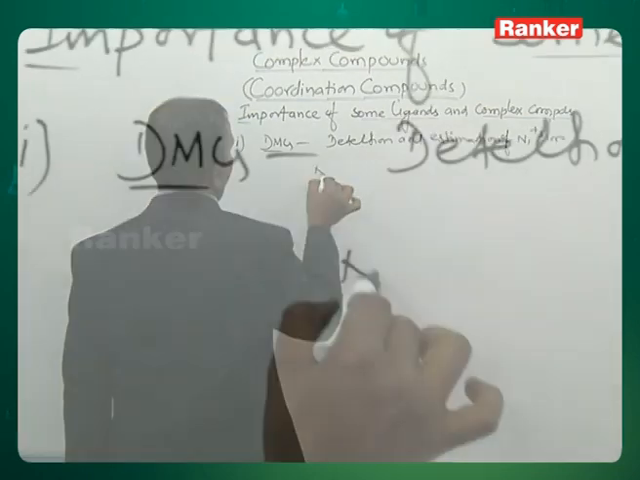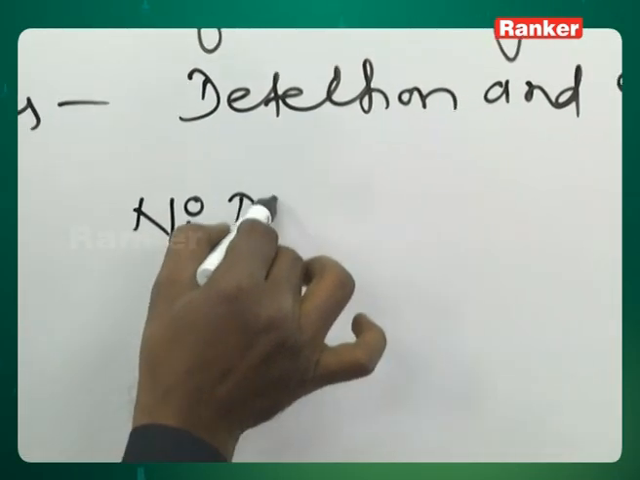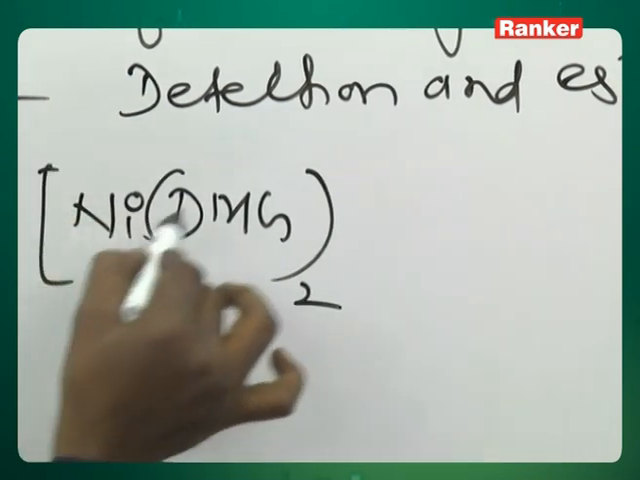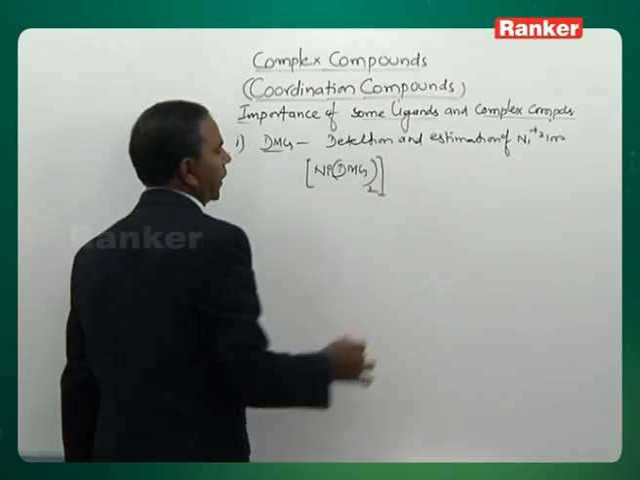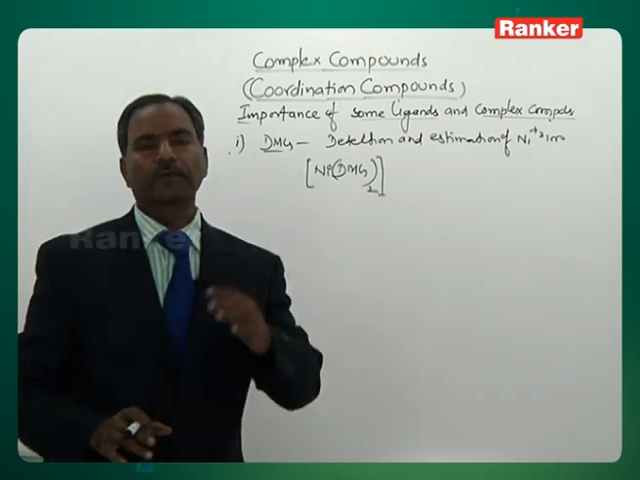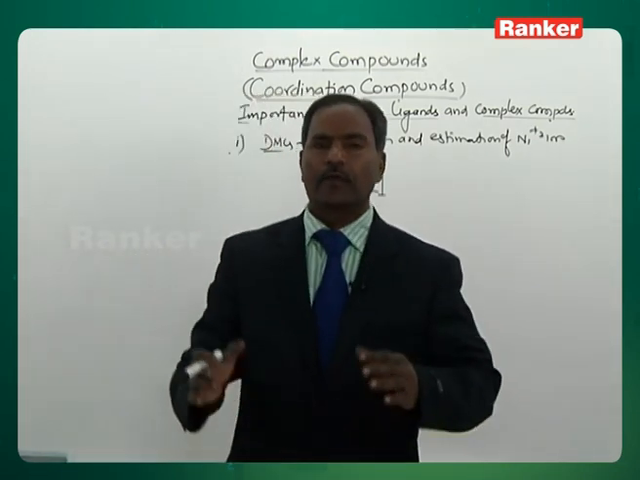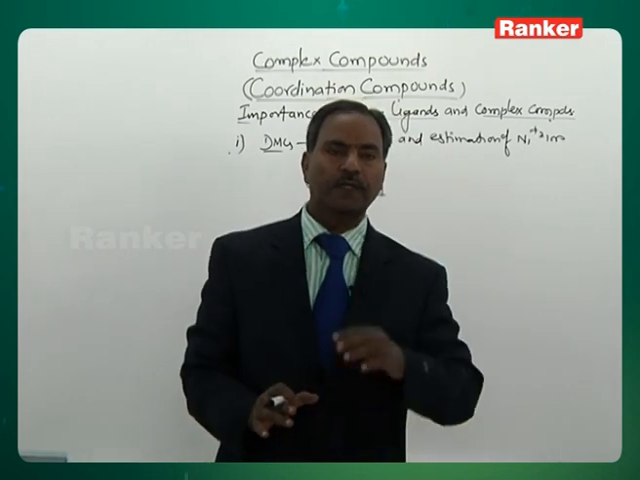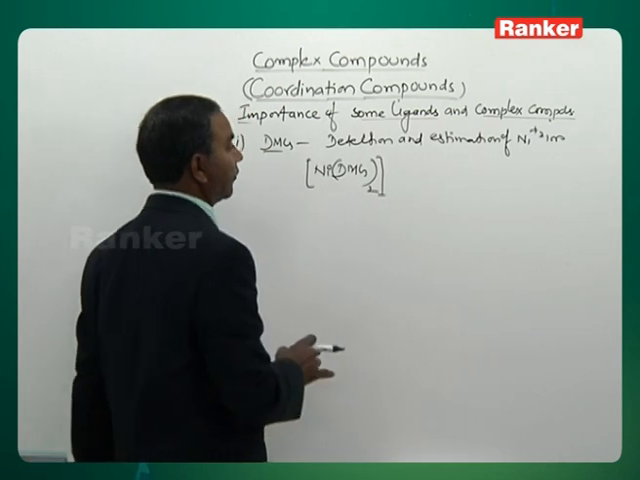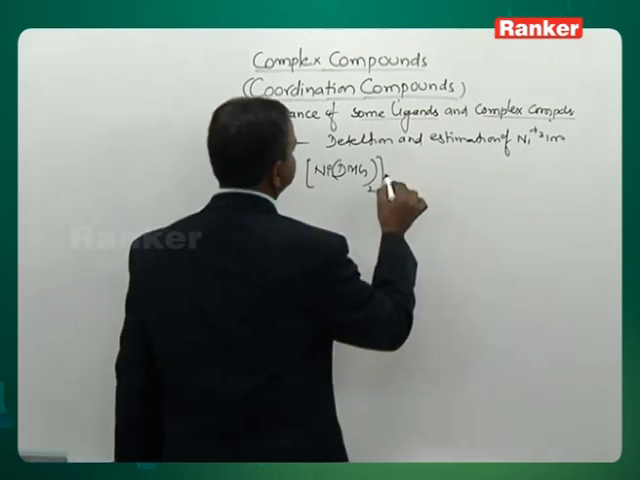Generally, nickel salt is converted into a nickel DMG complex. Nickel DMG complex. Many times questions appear on this. What is the hybridization of this particular complex? What is the geometry of this particular complex? What is the color of this particular complex? That you have to remember. So, very, very important: the DMG ligand and the complex.